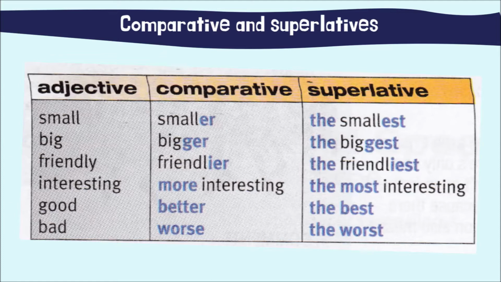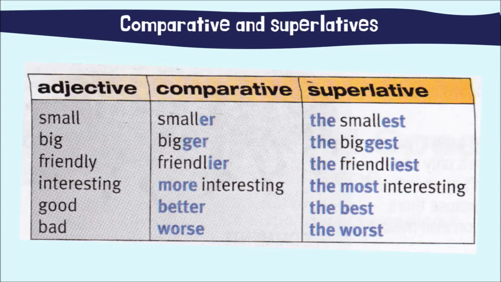Small. Kata sifat yang pertama ialah small, kecil. The comparative for small is smaller. Smaller ni bermaksud lebih kecil. And the superlative of small is the smallest. The smallest ni merujuk kepada yang paling kecil.